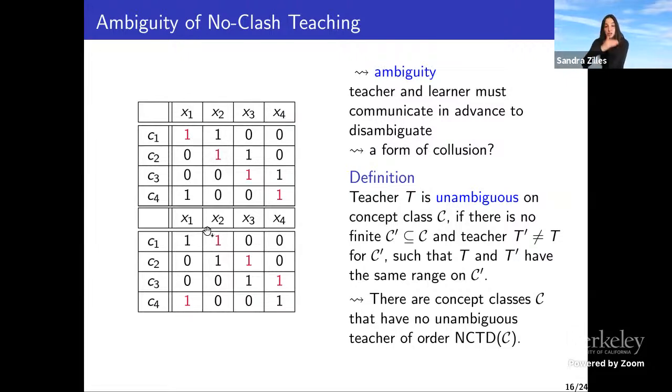So this is just a copy again of the same matrix. You see two different assignments of teaching sets to concepts are clash-free, and actually the range that the two teachers use is exactly the same. They use exactly the same sets, but encode something different. So somehow teacher and learner must disambiguate between that. Is that some additional form of collusion that isn't captured in the notion proposed by Goldman and Mathias?